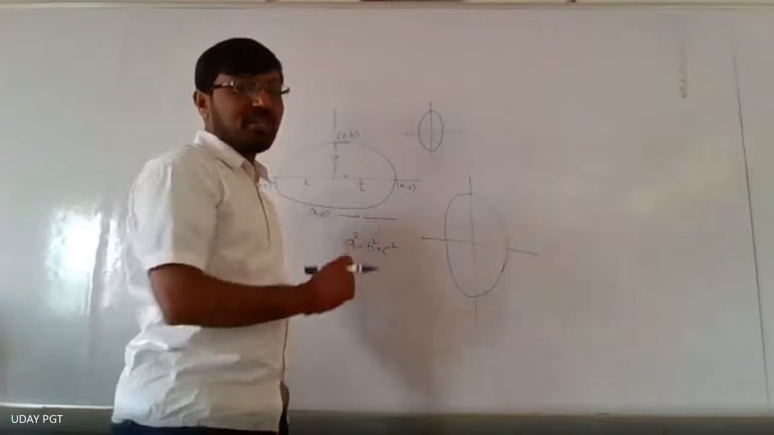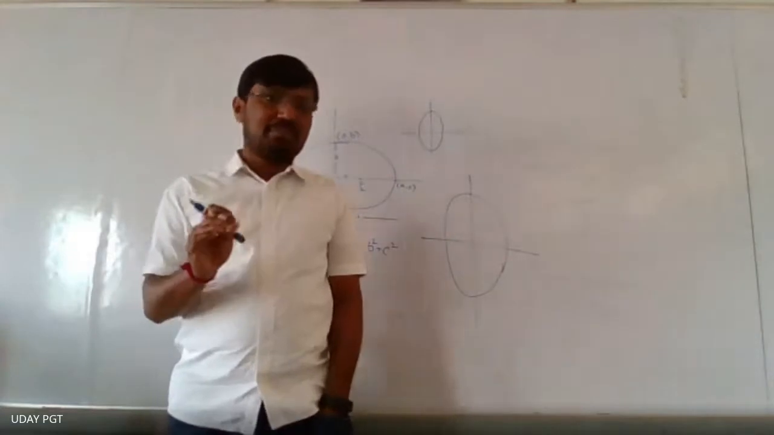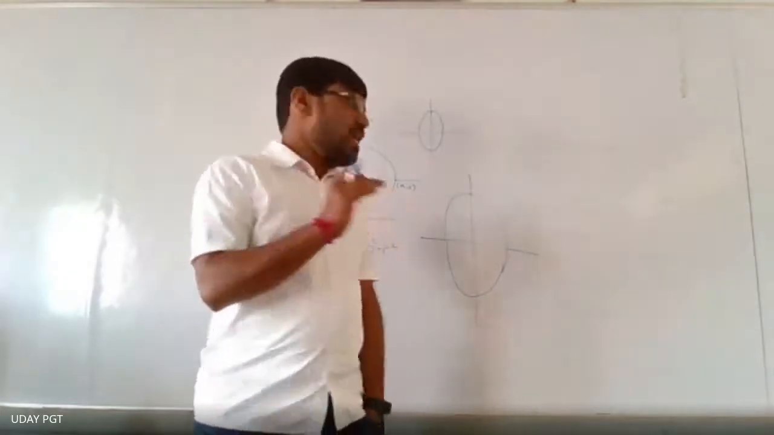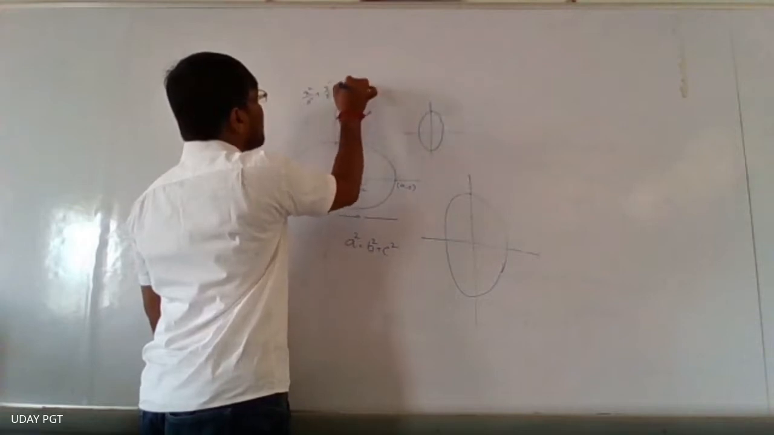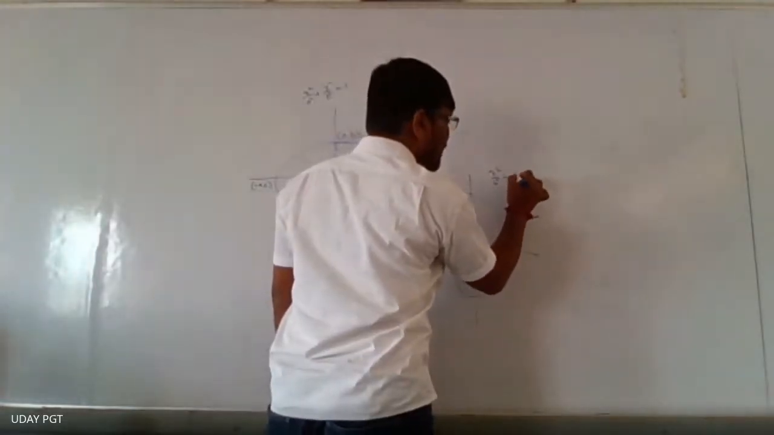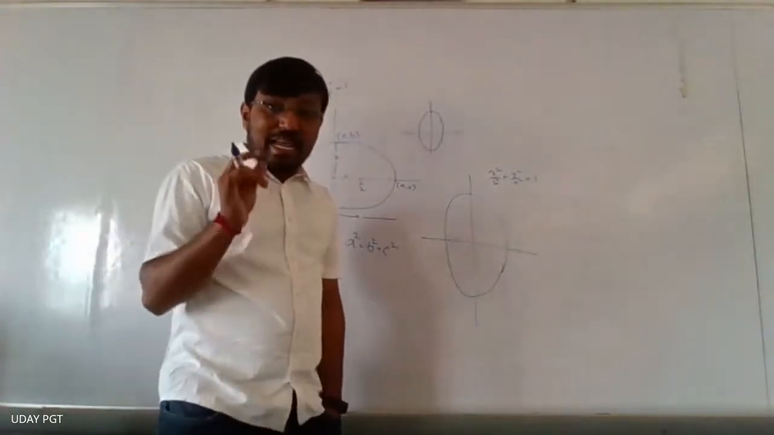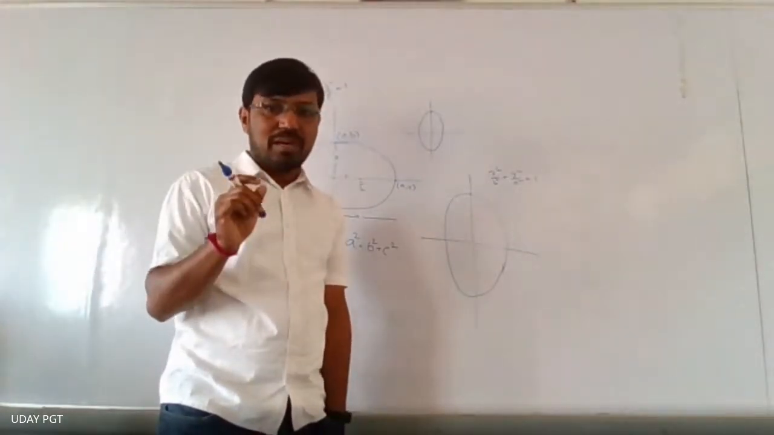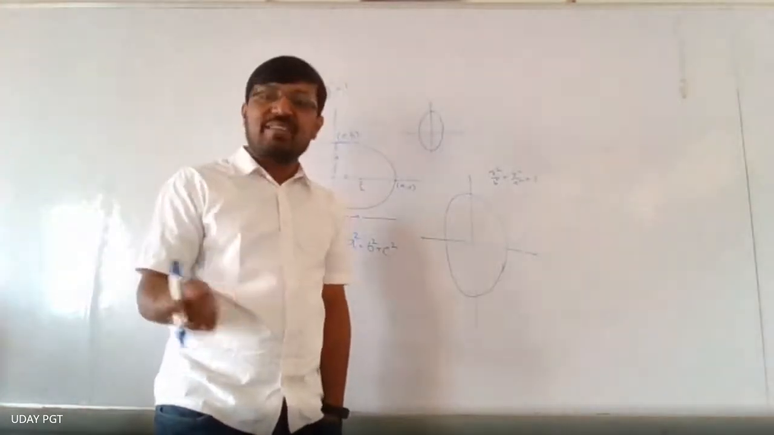A. This confusion. See here, yesterday I told you very clearly that in the ellipse case, the equation of this ellipse is x square by b square plus y square by a square equals 1. So which is greater? That is A. In the A and B comparison, this confusion will be there. That's why I am stressing on this point. Which is the greater value? That is A.